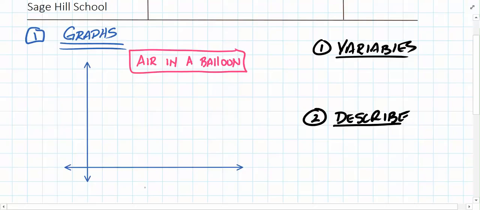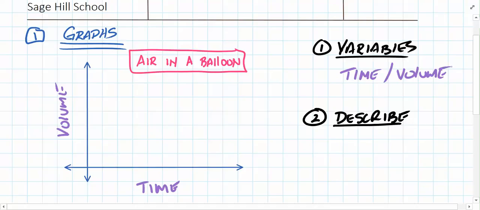Okay, so I'm going to put time down here, and then I'm going to put volume over here. So what are the two variables that I am comparing here? Time and volume. Our variables are time and volume. That's pretty straightforward. Okay, we're comparing time and volume.